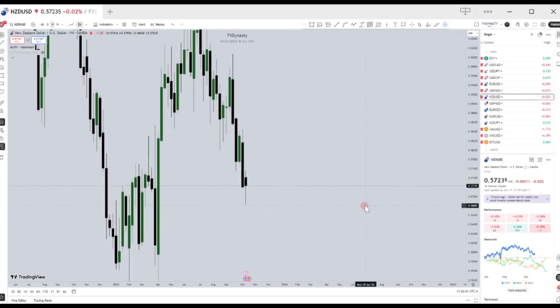Here, there is no PD array stopping price. But what we can see is a fair value gap in play that could actually help us to push price down, which is this. We have this as a swing high. We have not actually created this, but we can use this fair value gap to drop lower.